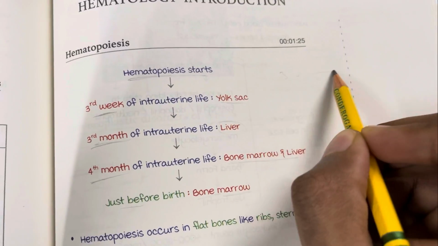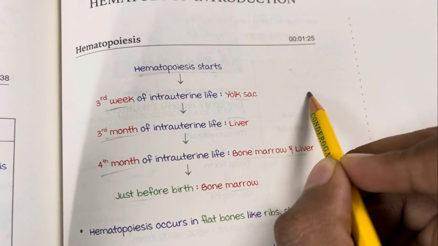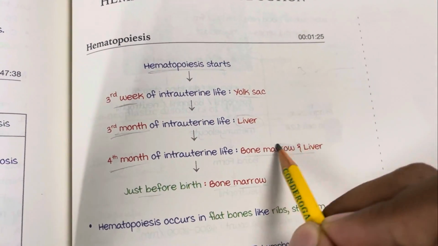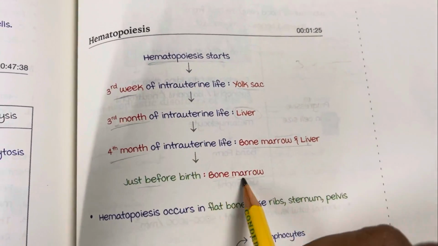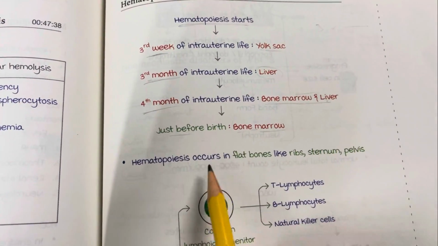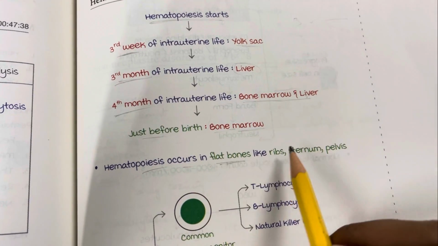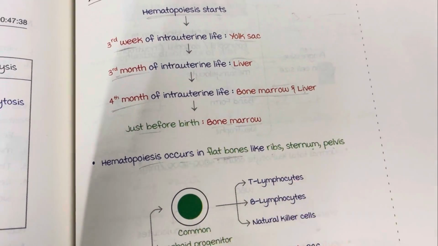So third week, it starts in the yolk sac till third month, and third month liver takes over. In the fourth month, bone marrow and liver take over. Just before birth, it's only the bone marrow. And hematopoiesis occurs in flat bones like the ribs, the sternum, and the pelvis, the hip bone.